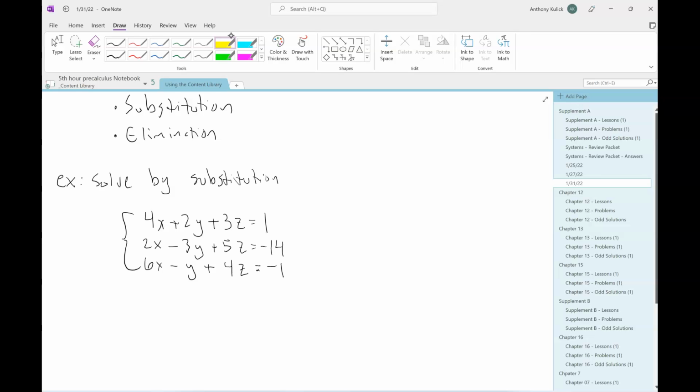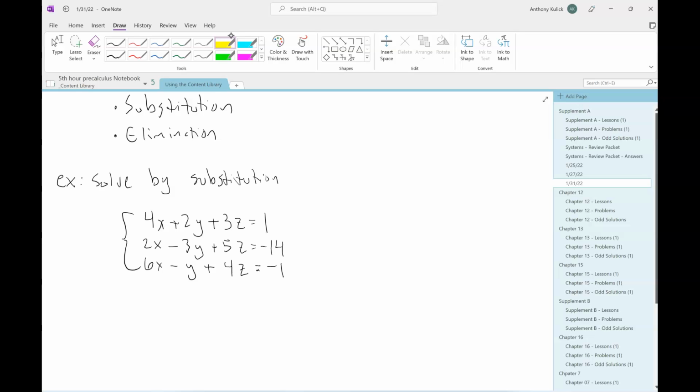Now, there is no wrong answer to that question, but oftentimes there's a best answer in terms of making your life a little bit easier and avoiding fractions and that kind of stuff. So if I look at this system, which variable and which equation would be the one that I would want to choose to make my life the easiest? Any ideas?